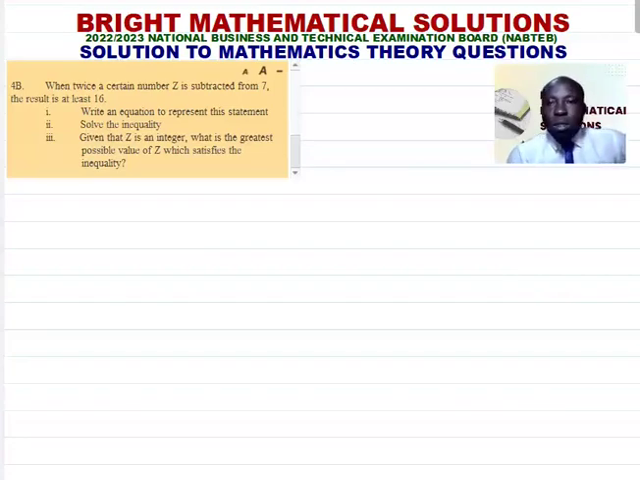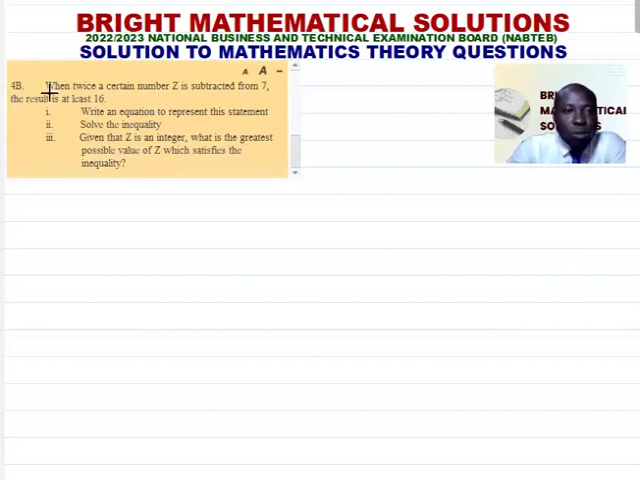We are looking at the theory part of the 2023 NABTEB examination, and we are at question 4b. The question says, when twice a certain number z is subtracted from 7, the result is at least 16. Write an equation to represent the statement. Solve the inequality. Given that z is an integer, what is the greatest possible value of z which satisfies the inequality? Now, the first thing is for us to represent this expression in form of a question.